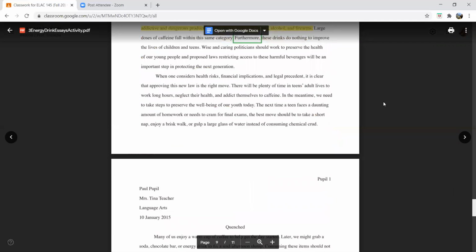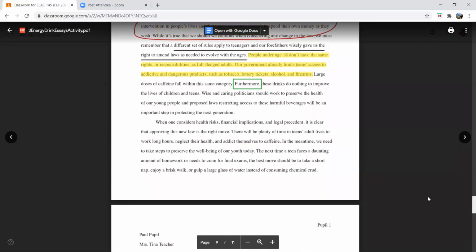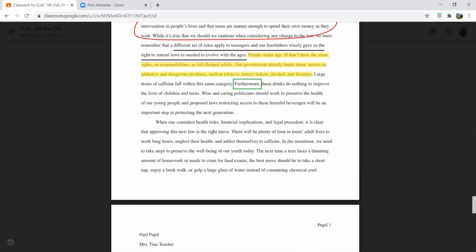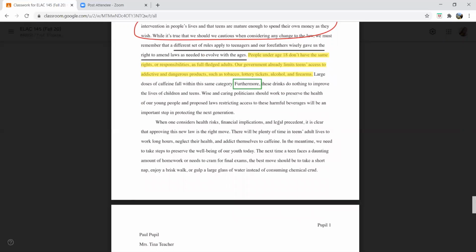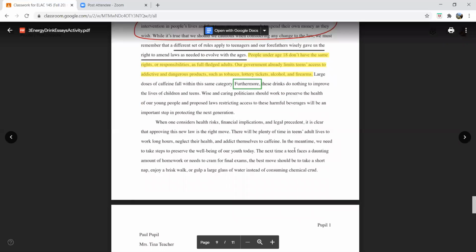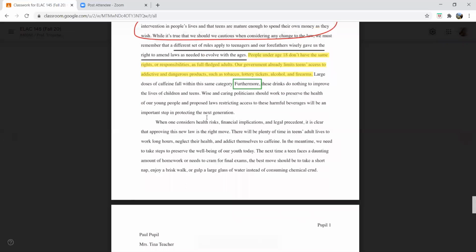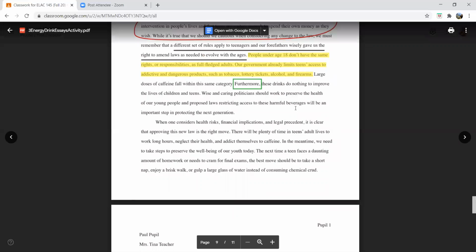All right, they close it with that final paragraph, the conclusion paragraph. What's going on here? Of course, they're gonna summarize what they just told us. Why should we agree with you, ma'am? Because health risks, financial implications, legal precedent, it's clear approving this new law is the right move. Is that true? So if I look back, the reasons that are underlined should match what she has here in her little summary in the conclusion paragraph.